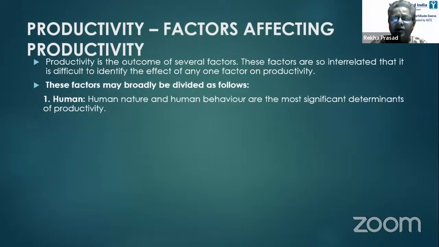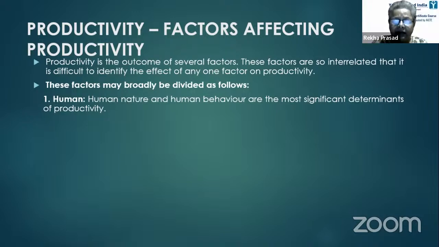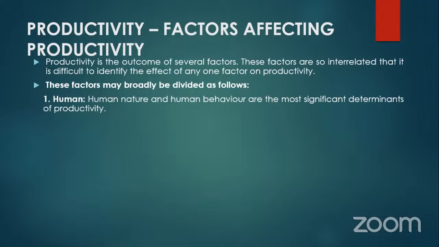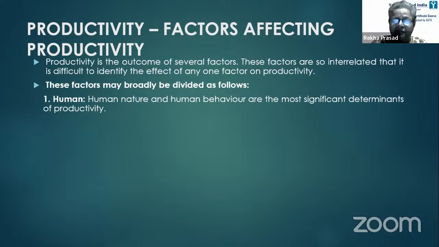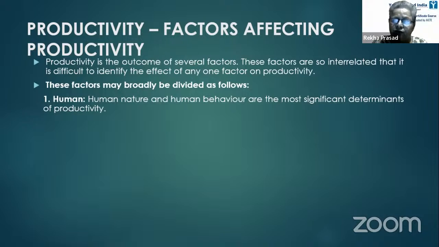Productivity depends on a number of factors. It is not only one factor which affects productivity. First and foremost is the human resources. No matter how much money you have, no matter how much financial resources you have, the best quality of materials, you have all the input, but if the human factor is not working properly, the proper utilization of input will not be there. So the first and foremost factor is the human resource.